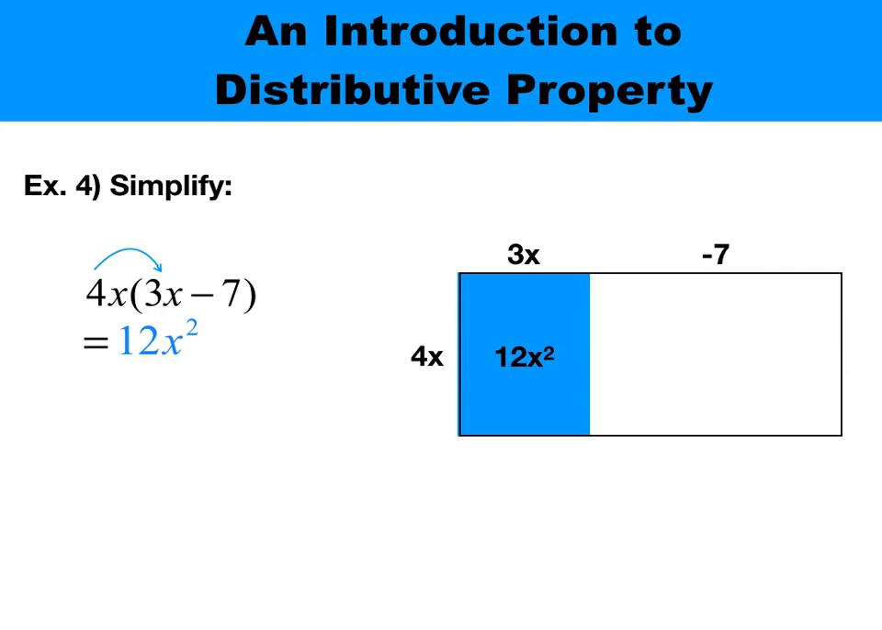Notice I'm skipping that working line. You can still show it if you would like. For my green section, it's 4x times negative 7. That gives us negative 28x.